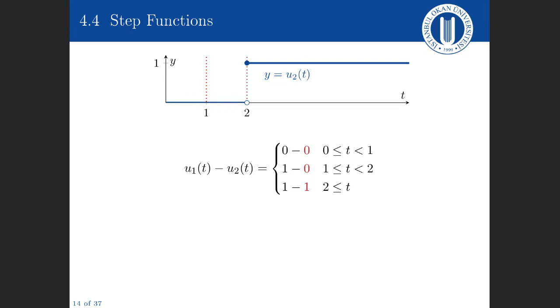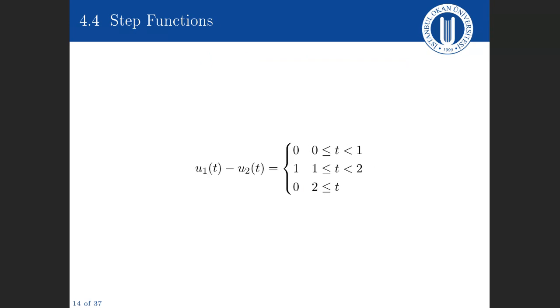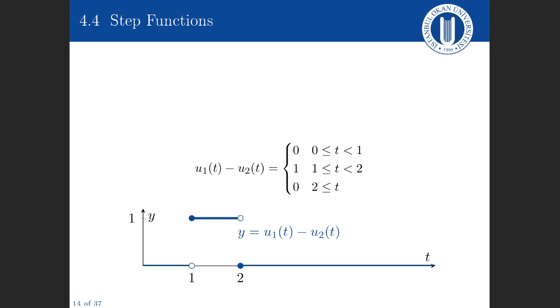Our function is equal to 0 minus 0, which of course is 0, then it's equal to 1 minus 0, which is 1, and then it's equal to 1 minus 1, or 0. We were asked to draw the graph of this function. It's now straightforward. The graph is equal to 0, then it's equal to 1, and then it's equal to 0.